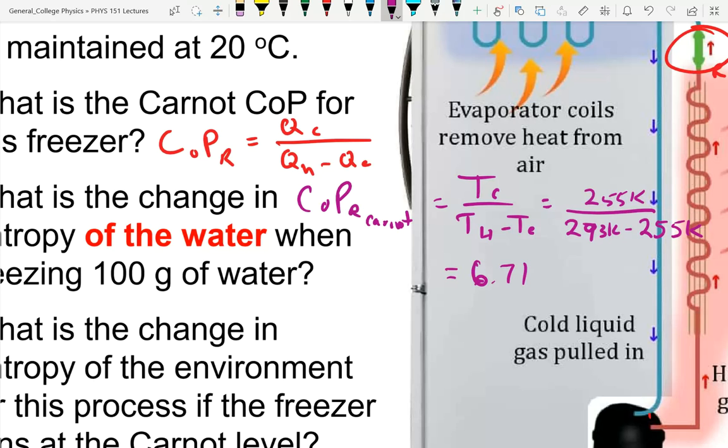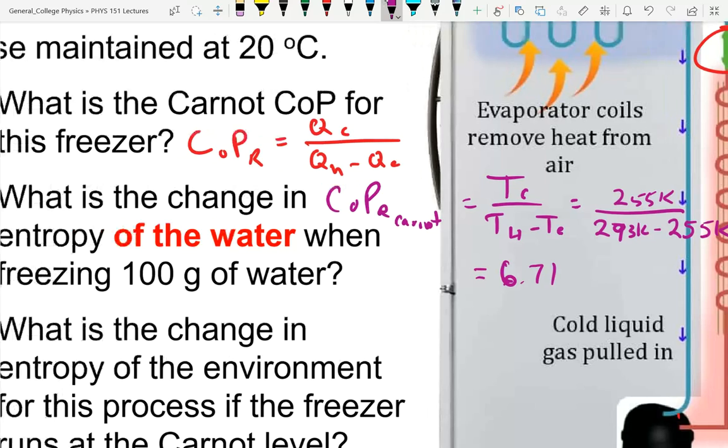What that means is if I put in 1 joule of energy for my work, I'm going to move 6.71 joules of energy out of the freezer. How much energy then will be dumped into the environment? I put in 1 joule into my heat pump. I removed 6.71 joules from the freezer. How much goes to the environment? 7.71 joules of heat is exhausted to the environment.